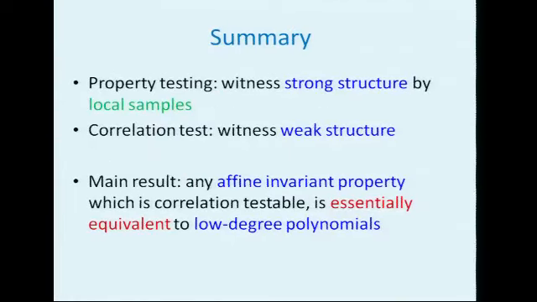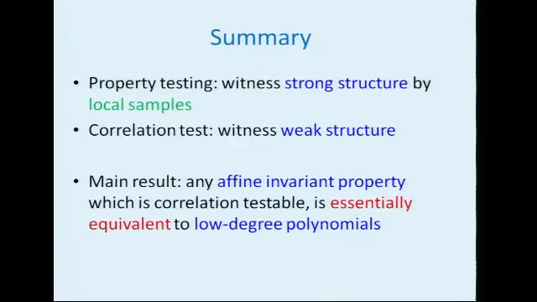So just to summarize, what I discussed in the beginning of the talk, property testing, we said that we can witness very strong structure of functions by some local samples. And what we studied here is, can we witness very weak structure by local samples? So there are many cases where we can witness strong structure, but as it turns out, at least in the algebraic setting, where we're looking at these linear forms, there are not that many.